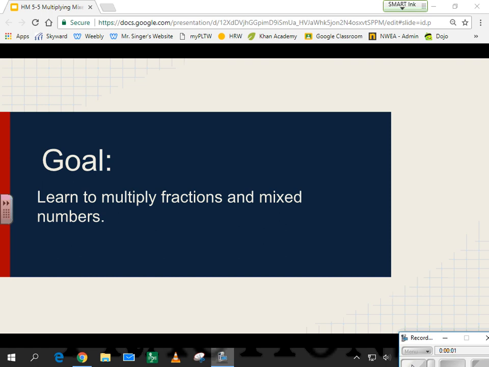All right, here's our last multiplication only problems that we're going to do. Then we'll do some division and then how you can solve equations with this stuff. So today's goal is to learn to multiply fractions and mixed numbers. Today's date and page number also on your page.